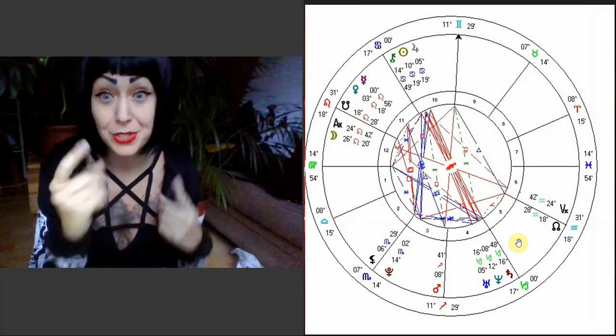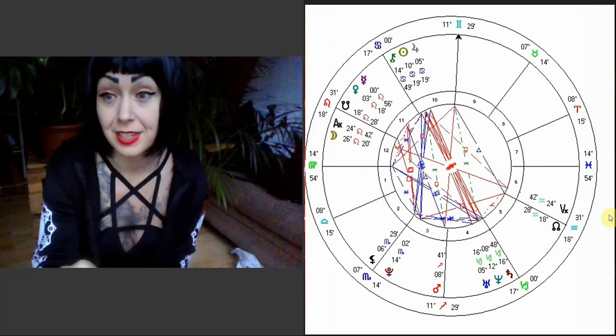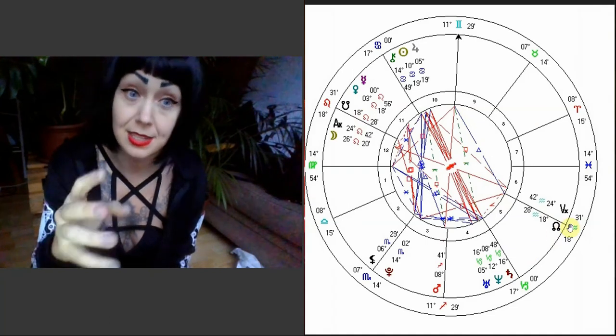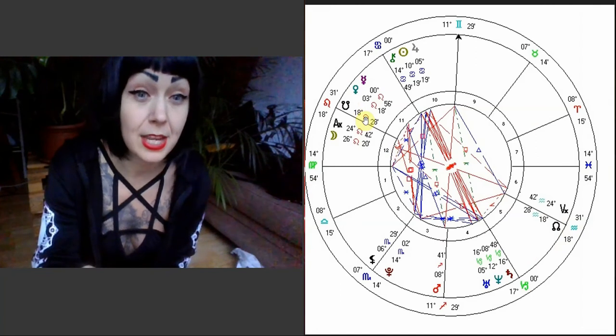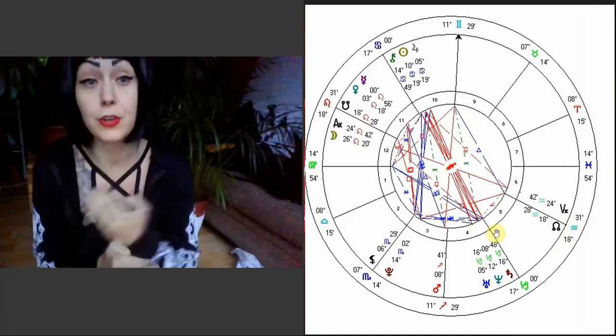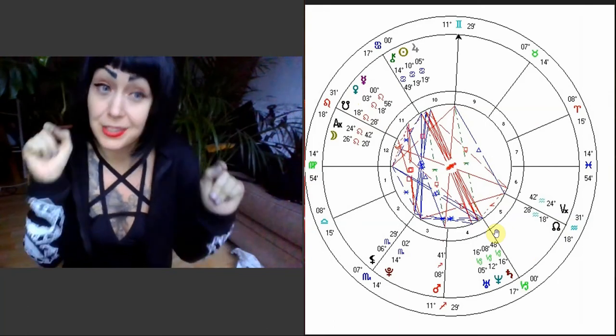But there is a twist to this because the North Node is in the 5th house, but it is in Aquarius, which is the sign of the 11th house. And the South Node is in the 11th house, but it is in Leo, which is the sign of the 5th house. So we have an inverted situation here. The nodes basically go from Leo to Aquarius and from Aquarius to Leo.